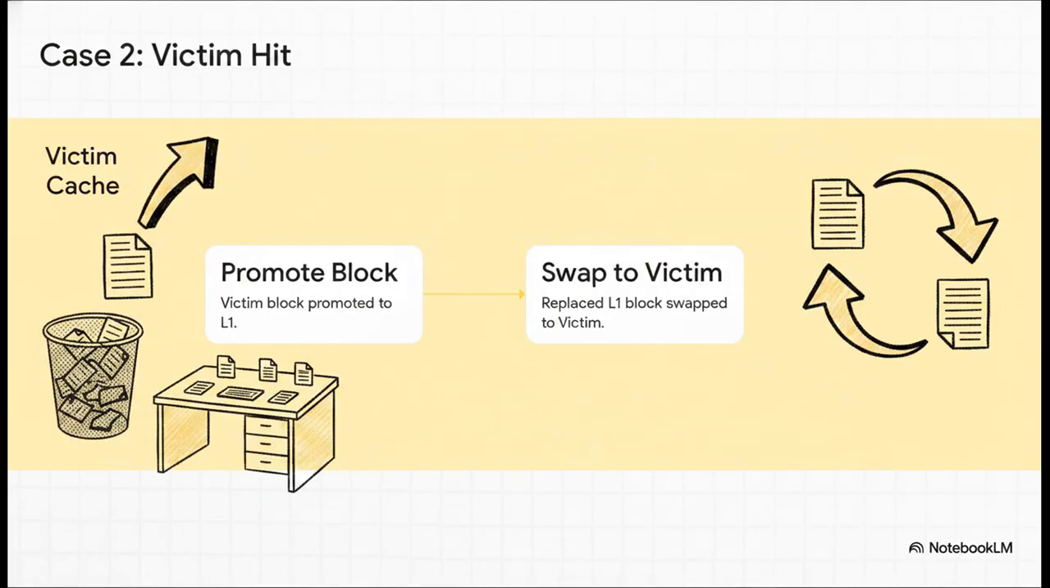Now, case 2. This is the magic moment where thrashing is actually defeated. The processor looks for a document, misses on the main desk, but boom, gets a hit in the victim cache. That document is immediately rescued from the to-be-filed tray and promoted right back to the prime real estate of the main desk. And simultaneously, whatever block was taking up that spot on the desk gets swapped out and dumped into the victim cache. It's a completely elegant, direct trade.